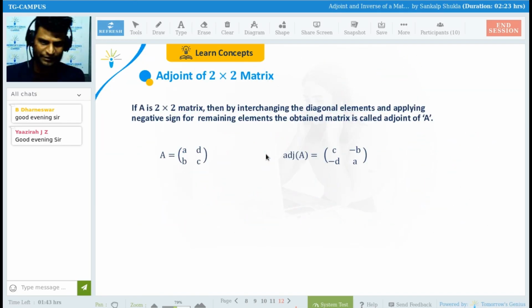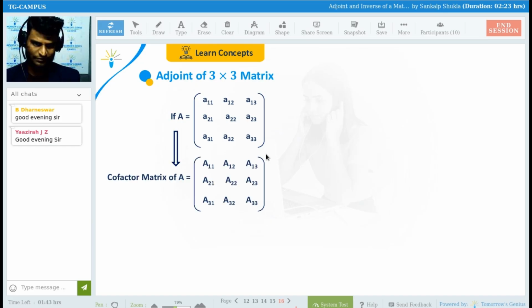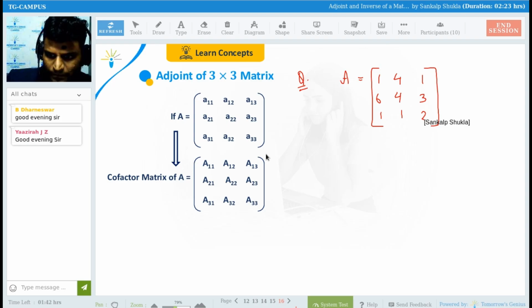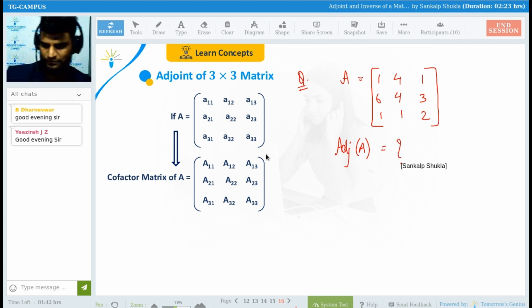So we have covered adjoint of a 3 cross 3 matrix. We have covered adjoint of a square matrix, correct? So guys, I am giving you one matrix and you have to find the adjoint. Let me know, I'll give you a proper 1 minute. Find adjoint of A. Meanwhile, you guys have to find this.